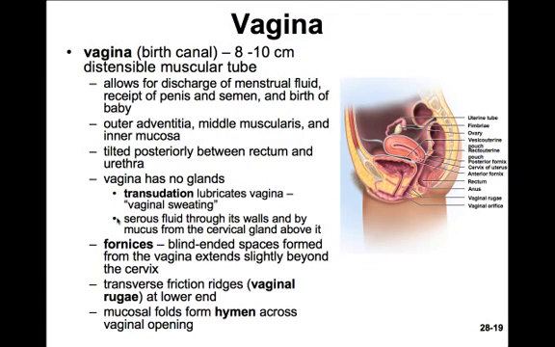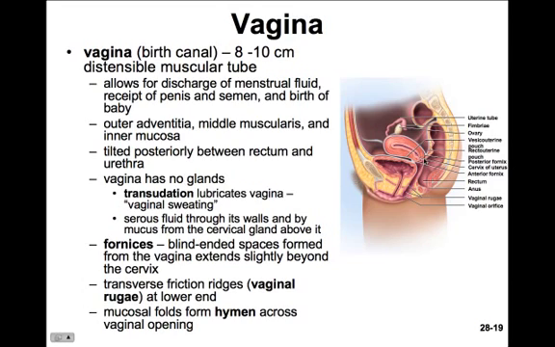The vaginal walls consist of an outer adventitia, a middle muscularis, and an inner mucosal layer. It's tilted posteriorly here between the bladder and the rectum. The vagina itself has no glands. However, it's lubricated by the process of transudation, which is where serous fluid literally sweats through its walls, and there's a little mucus from the cervical gland above it.